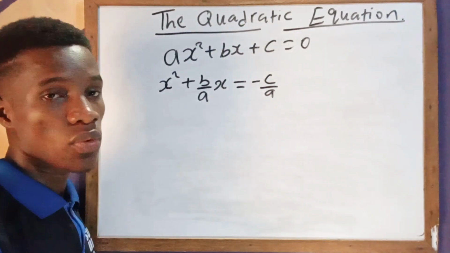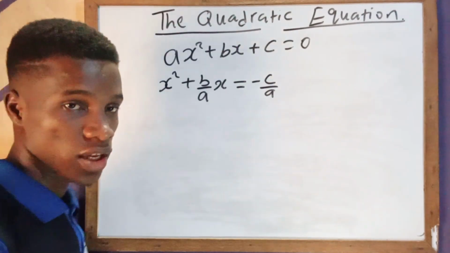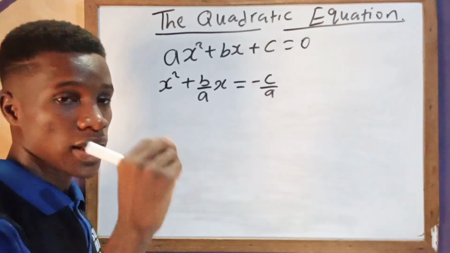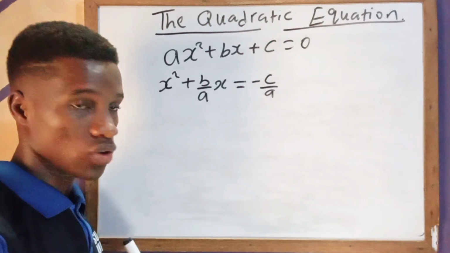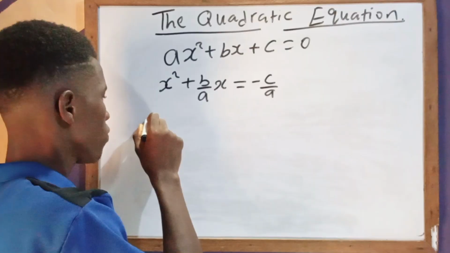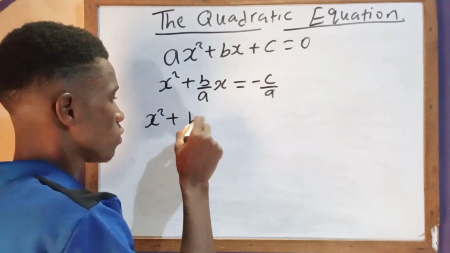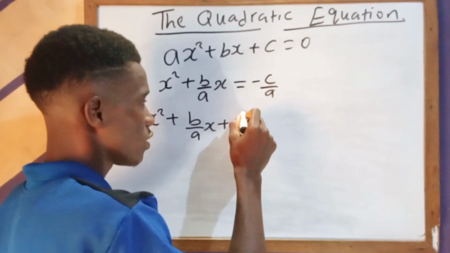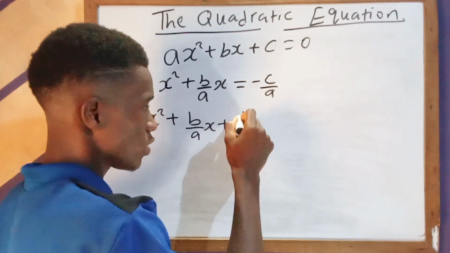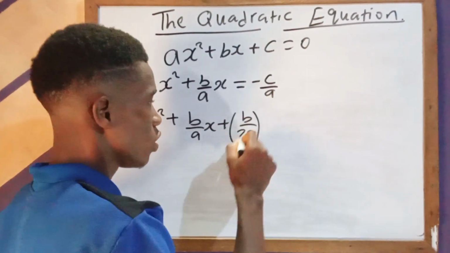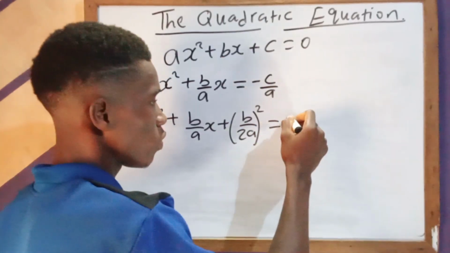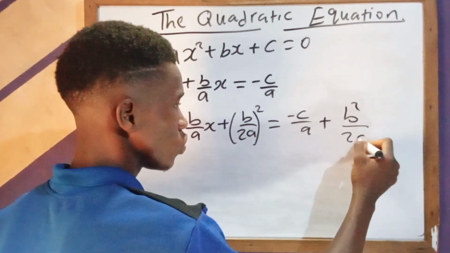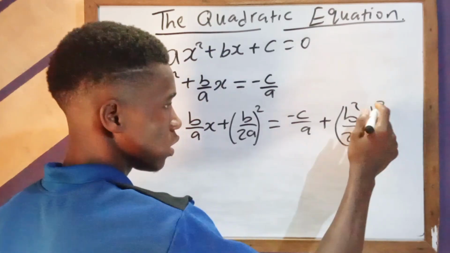So now this is where the actual work comes to play. What's the main work here? The main work is adding a factor. That factor is the square of half the coefficient of x. So this is what I mean: x squared plus b over a x plus half. Half means b over 2a, that is 1 over 2 times here, raised to the power of 2, equal to minus c over a plus the same factor here, b over 2a, all squared.